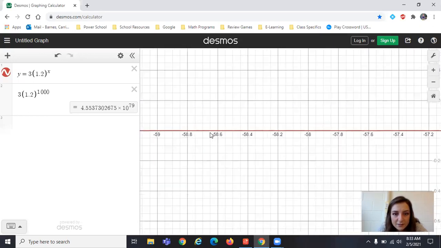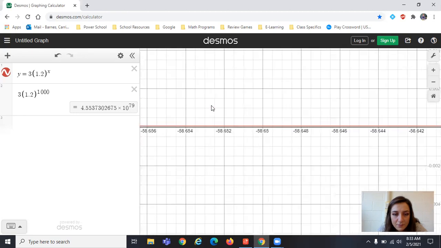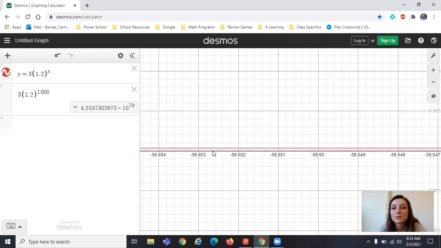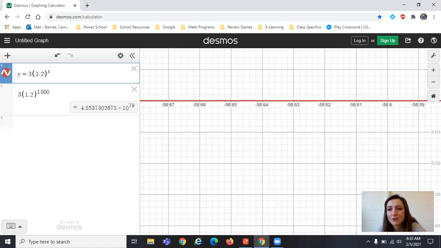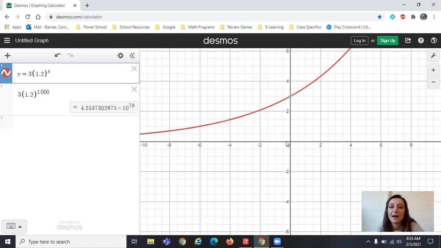if we zoom in on this, you can see that it's super close, but it's like, nah, I'm not going to touch that. So it is getting really, really close to the x-axis, but it's not touching it. And the value of the x-axis is y equals 0, and that is what this is going to be approaching.